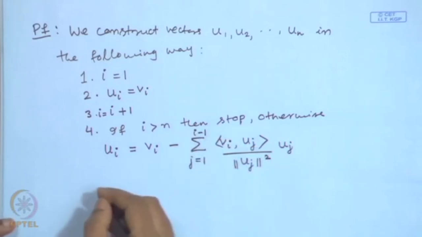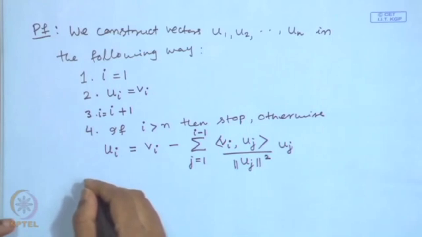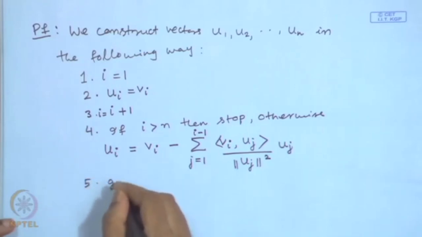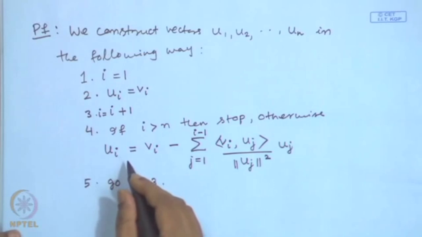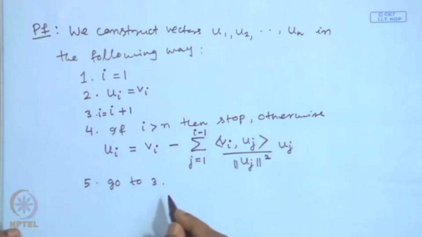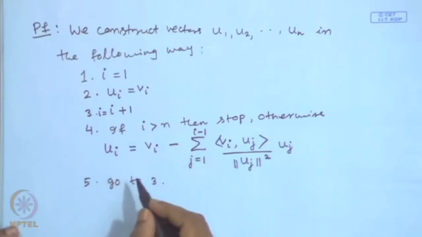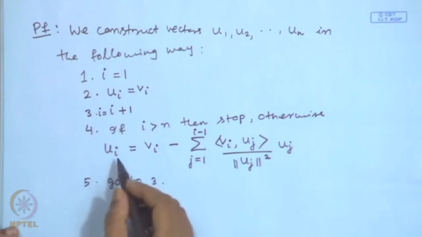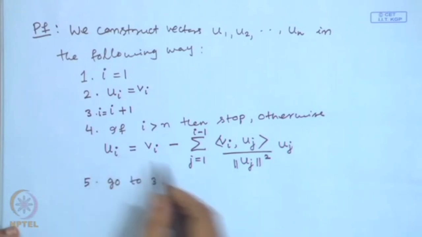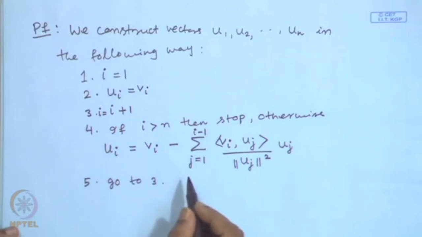So, we continue this process, that is, the fifth step, then go to the third step. So, continuing this process, we can construct the vectors u1, u2 to un, and this method of construction is called the Gram-Schmidt orthogonalization process. This is so called because the vectors u1, u2 to un will be an orthogonal set.